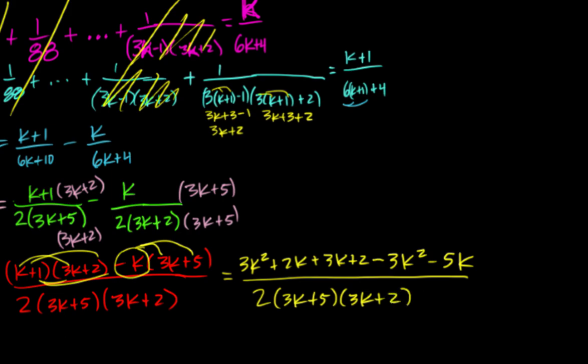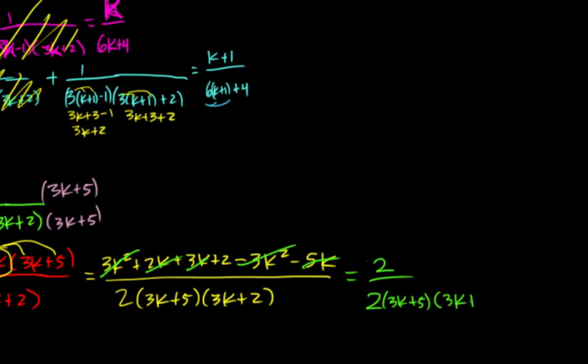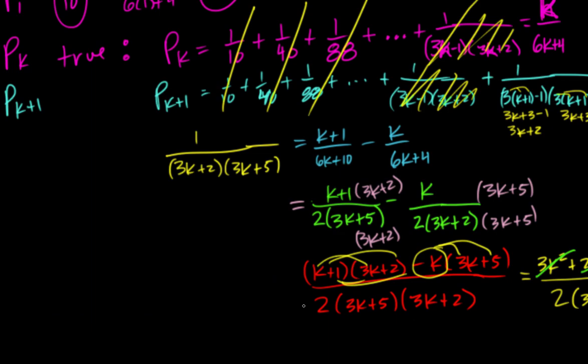All right. So this thing cancels this thing. 2k plus 3k is 5k, and that's negative 5k. So all those cancel. So we can simplify that to 2 over 2 times 3k plus 5 times 3k plus 2. These 2's will cancel and leave a 1 on top. And if we look at this, it's the same thing as we have here. And so we proved that everything is true.